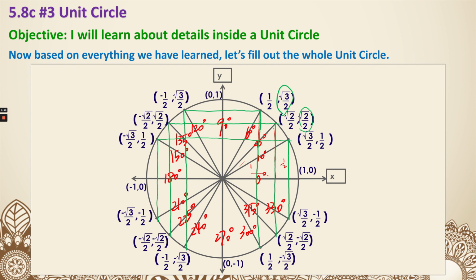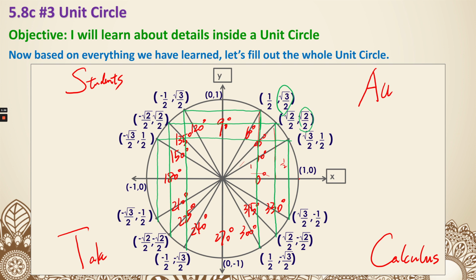So inside the first quadrant, all trig values are positive. Inside the second quadrant, sine is positive. Inside the third quadrant, tangent is positive. And inside the fourth quadrant, cosine is positive. So it's going to be the all students take calculus. There's our catchphrase to try to help us remember that.